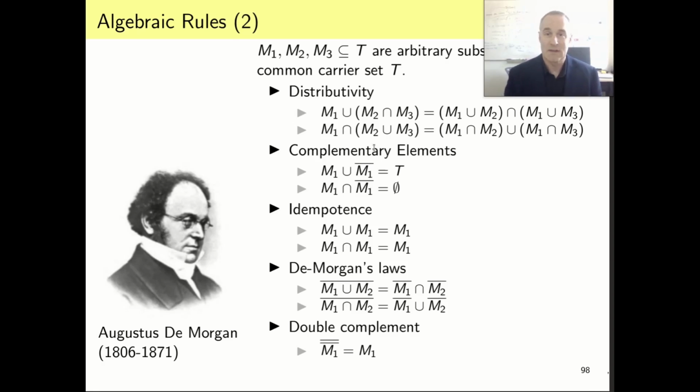So this one's important. Complementary elements, so the union of a set and its complement is just the entire carrier set. The intersection of a set and its complement is, by definition, the empty set. If we take the union of a set with itself, it's the original thing. And if we take the intersection of a set with itself, it's the original set.